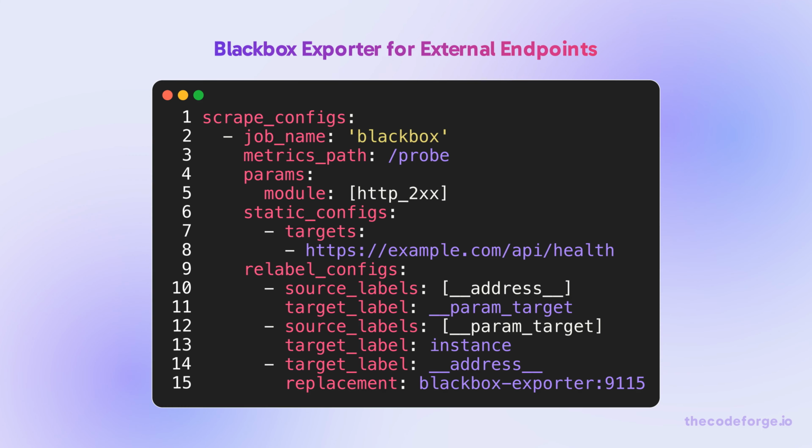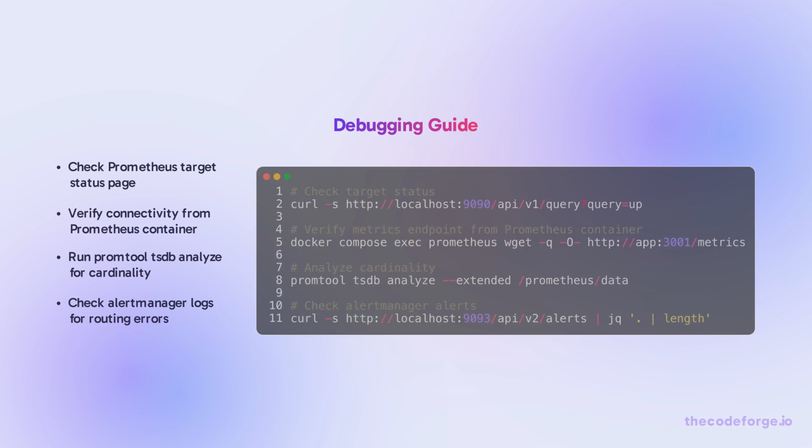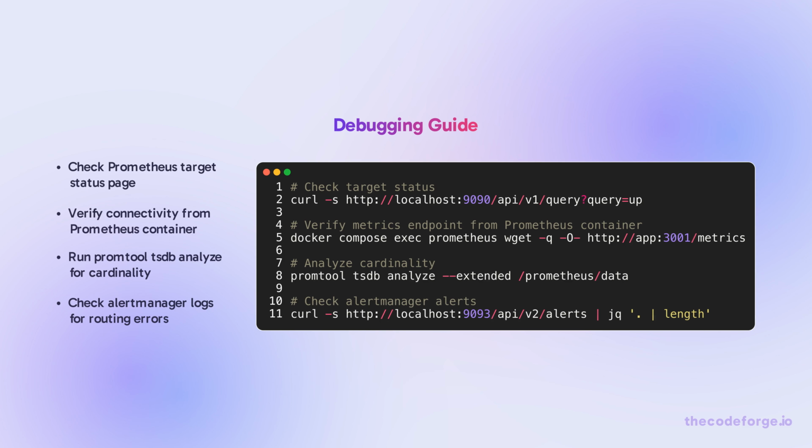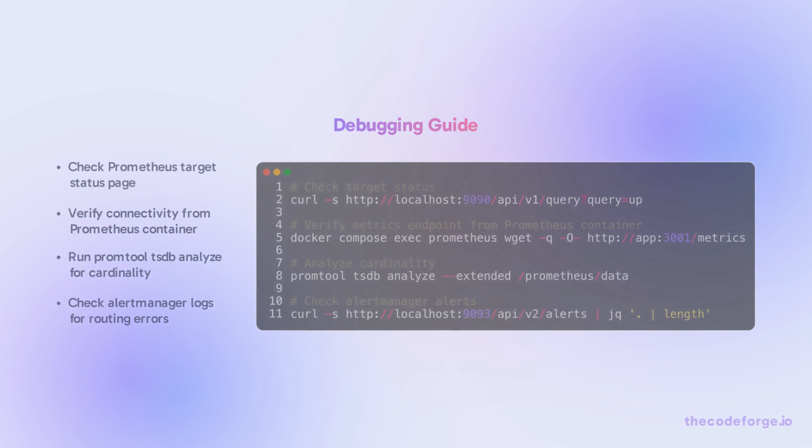The article mentions the Blackbox Exporter in passing. Here is a concrete example of configuring Prometheus to scrape the Blackbox Exporter to monitor an external HTTP API that does not expose metrics. When things go dark, start by checking the Prometheus API for target status. Then verify connectivity from inside the Prometheus container. Use promtool to analyze cardinality if queries are slow.